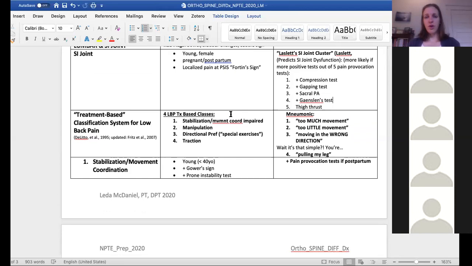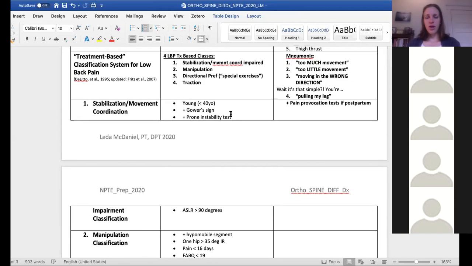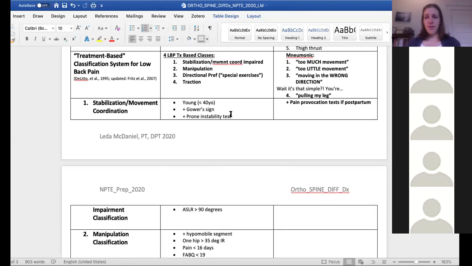Okay, so as we move on, lumbar. This is kind of analogous to the cervical spine, where we had treatment-based classes. In the lumbar spine, these are our treatment-based classes, and I believe this was the original area where these classifications were described. For treatment-based classifications in the lumbar spine, my little mnemonic is individuals will either move too much, move too little, or move in the wrong direction. Or is it that simple? You're pulling my leg: traction classification.